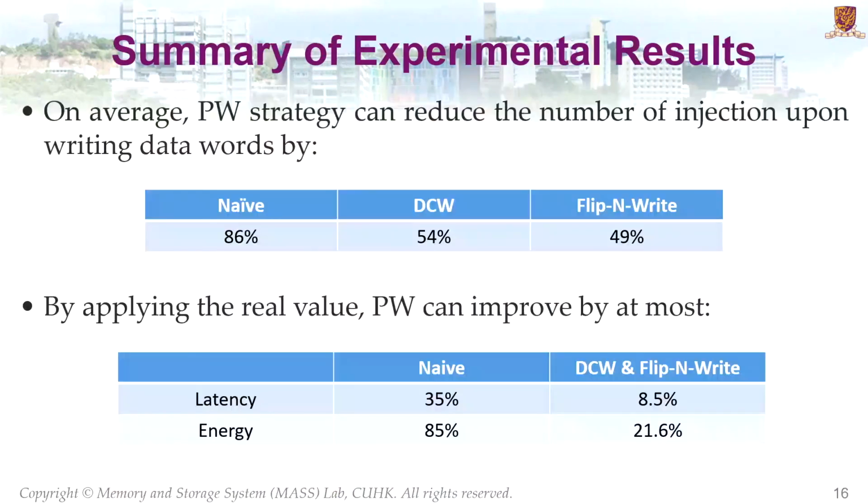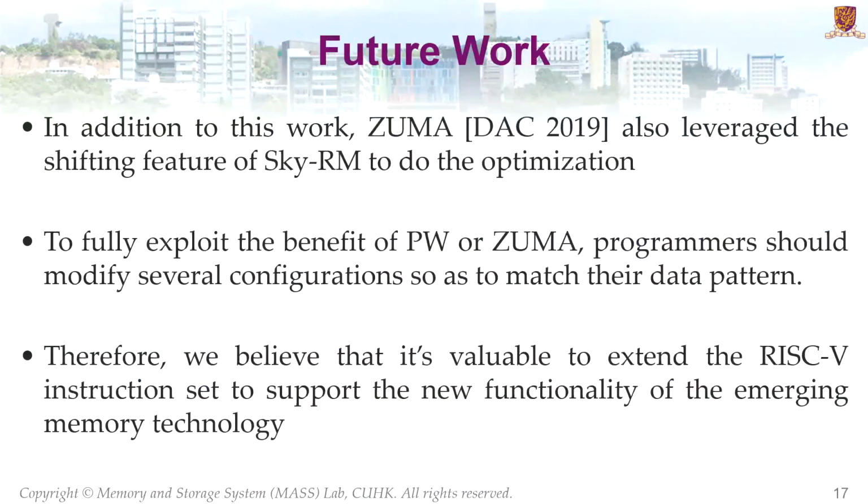So on average, PW can reduce the number of injections by 86%, 54%, and 49% when compared with the naive, DCW, and the flipping write respectively. And if we apply the real values, then PW can improve by almost 35% in latency and 85% in energy when compared with the naive method, and improve almost 8.5% in latency and 21.6% in energy when compared with the other 2 advanced write strategies.